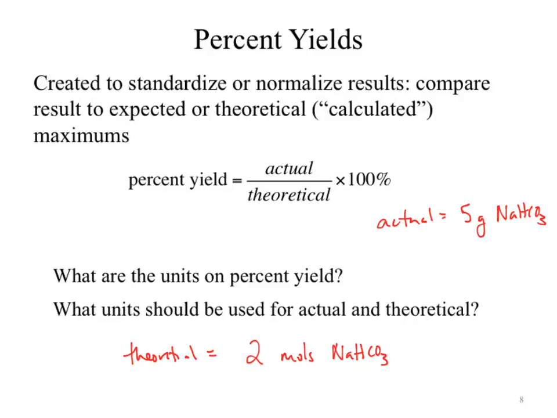We have to normalize. Okay? In that normalization process, that is our percent yield. And when we go through and do that, the units must cancel. Your percent yield is unitless. How would I calculate it with these numbers? What was the actual yield? 5 grams. What was the theoretical yield?